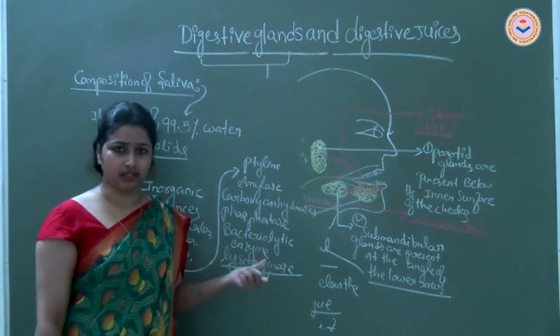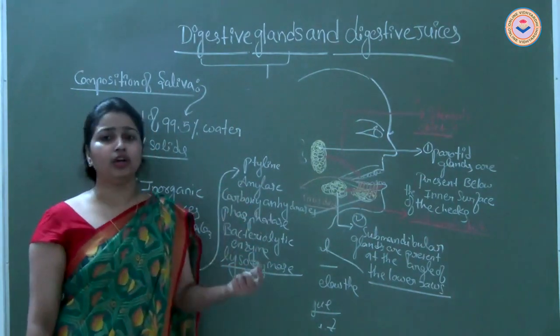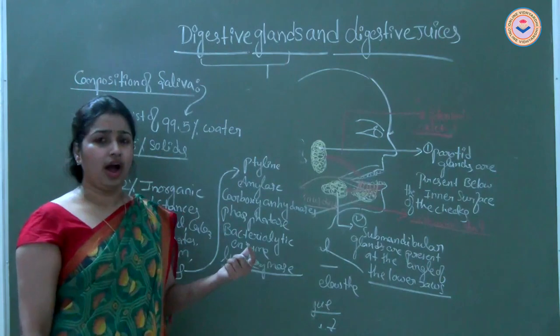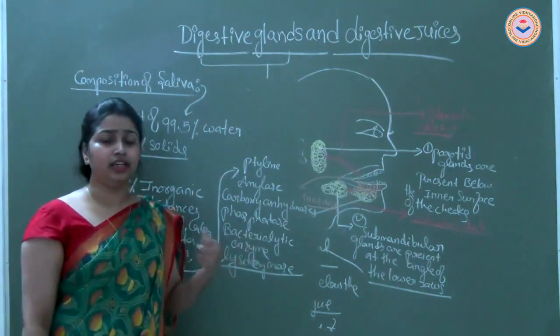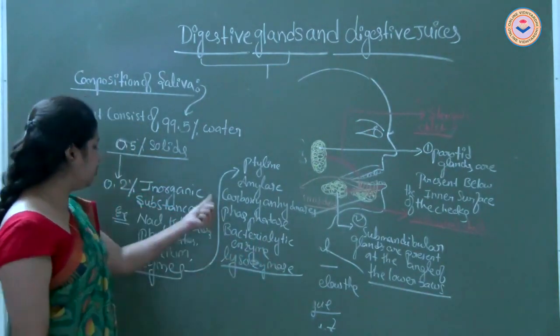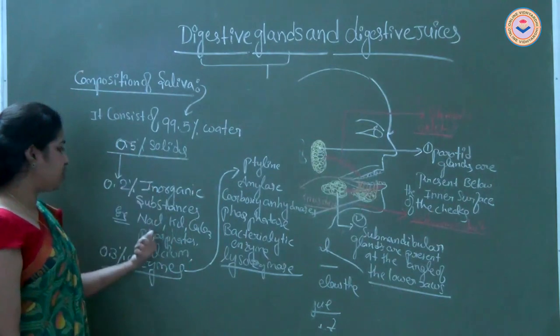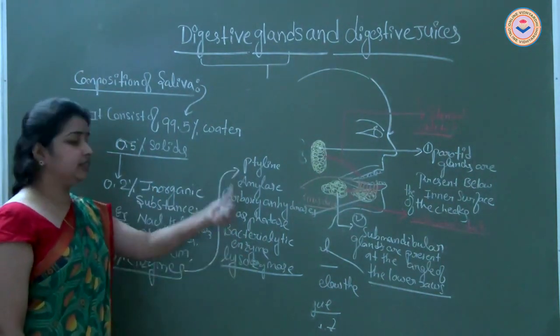Ptyalin, the amylase, acts upon carbohydrates and helps in the hydrolysis of carbohydrates into disaccharides. So this is the function of enzymes. These are the inorganic substances of saliva and these are the organic substances of saliva.